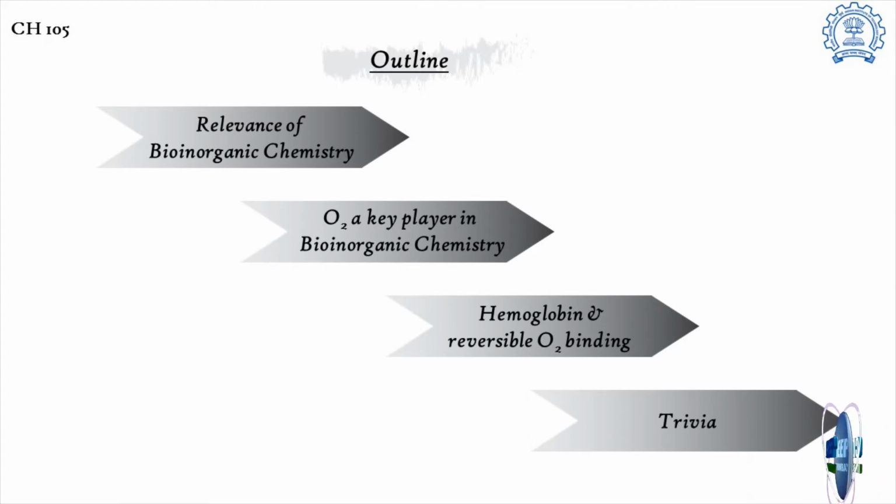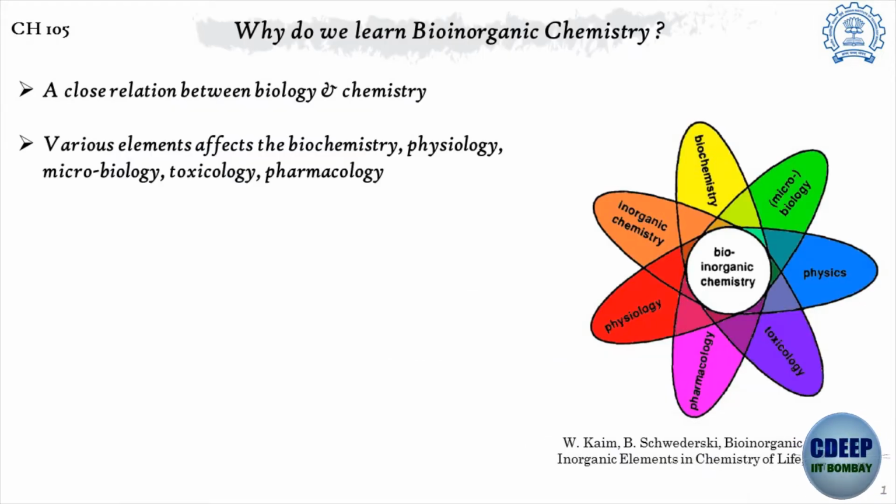First, relevance of bioinorganic chemistry. So if we look, biology and chemistry go hand in hand, and we have close to 90 elements that are available naturally in the world, but not all of them actually participate in biology. Only a few of them found their usage. Some of them work as a structural part, some of them in function. So all these various elements affect the biochemistry, physiology, microbiology. Some of them work as a poison, some of them work as a drug and affect the course of biology. So all these elements have an effect on biology.